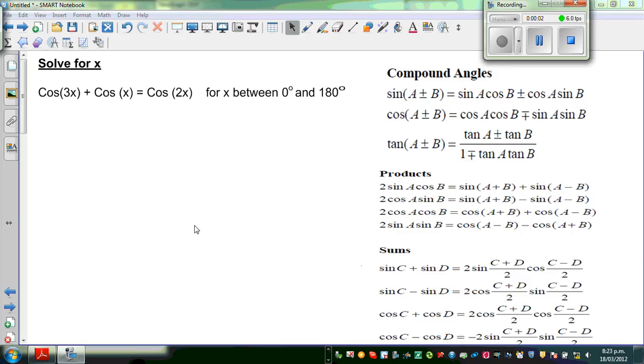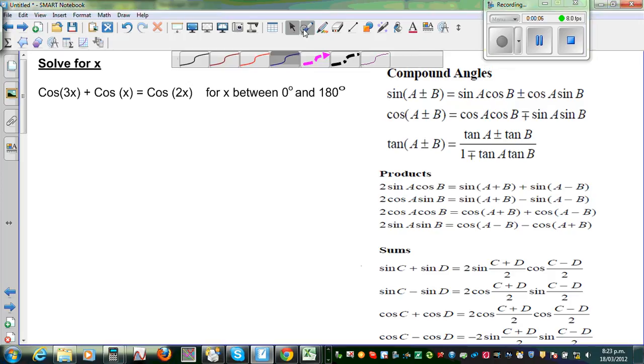Let us solve this equation. Solve for x between 0 to 180 degrees. The question is cos 3x plus cos x is equal to cos 2x.